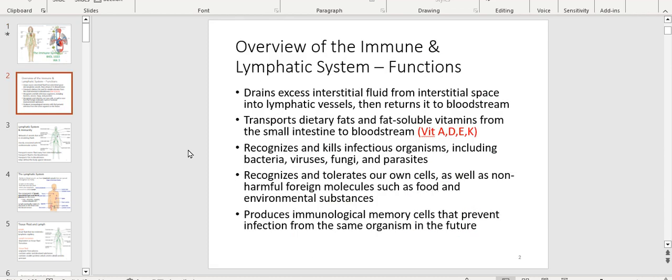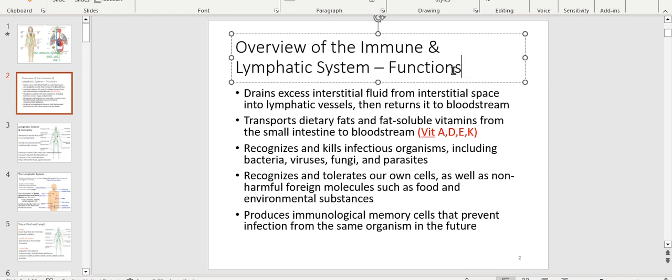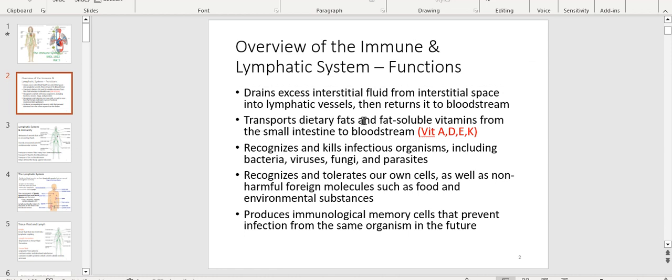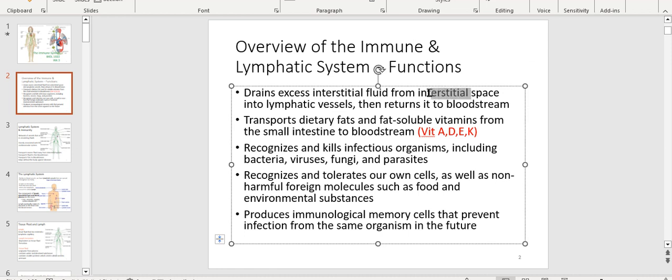Overview of the immune and lymphatic system. We're concerned here about functions. What goes on here is it drains excessive interstitial fluid from the interstitial space, and interstitial means the space in between cells. Like the cardiovascular system, which we'll get to next week when we get introduced to blood and the cardiovascular system. It tends to be week 5. But you look at the cardiovascular system in its totality.